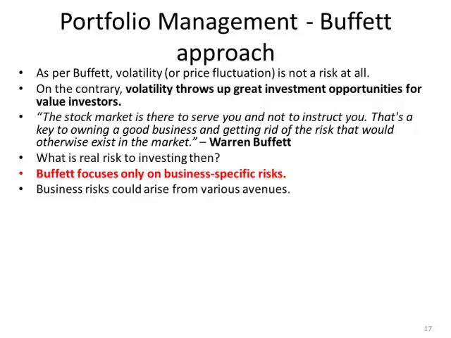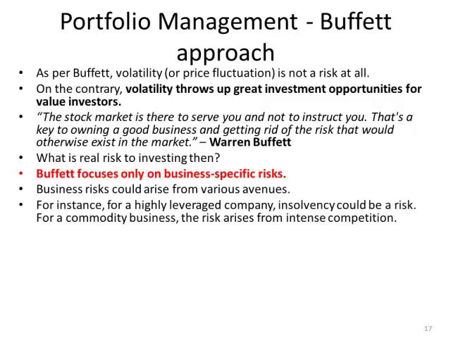And going back to business risks, Buffett only focuses on business-specific risks, and business risks could arise from various avenues. One good example: suppose we have a highly leveraged company, then insolvency could be a risk, right? The company could go bankrupt because if it has a lot of leverage, it has a heavy interest burden, and if the cash flows aren't enough to meet this, then this could lead to bankruptcy. Or, for example, take a commodity business, right? A commodity business may suffer because of high competition. Because goods are standardized, it may be relatively easy for someone else to enter the market and sell the same product.